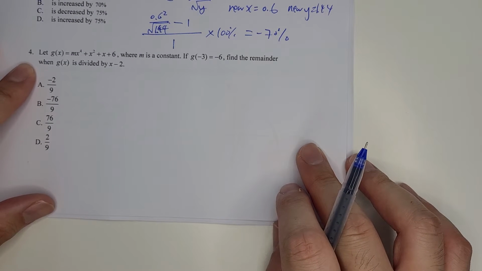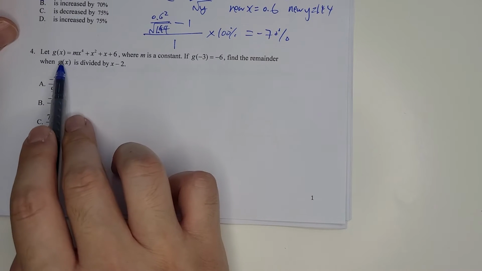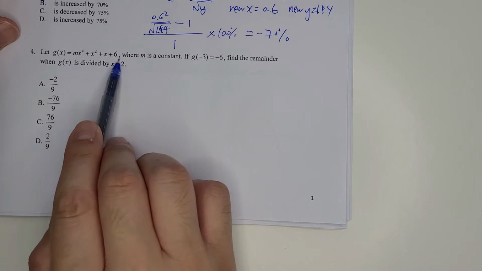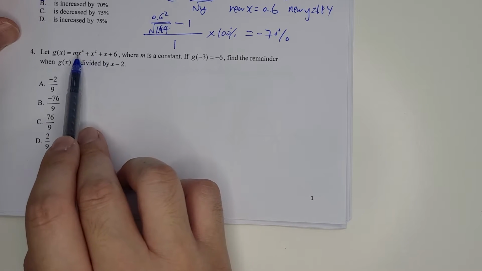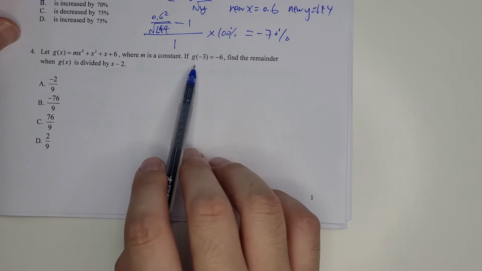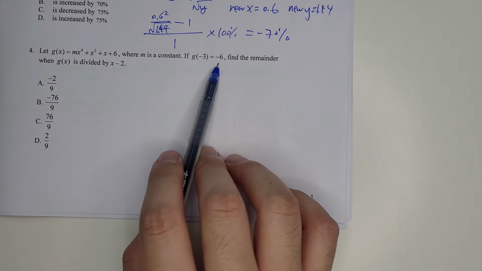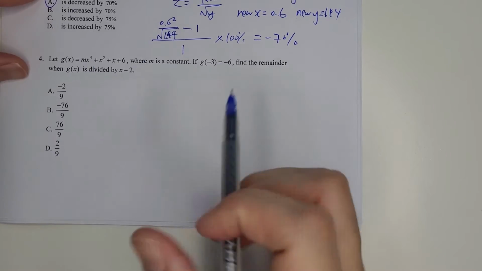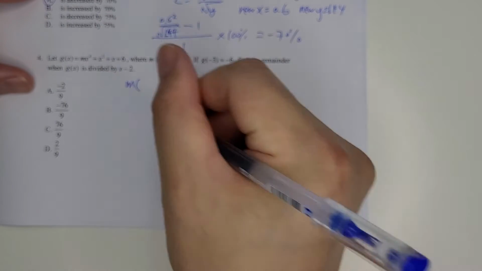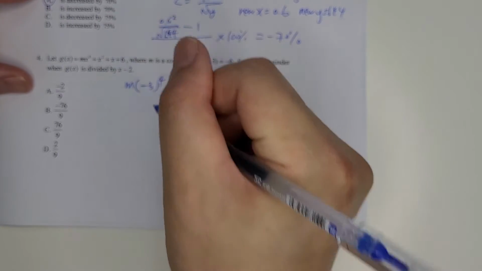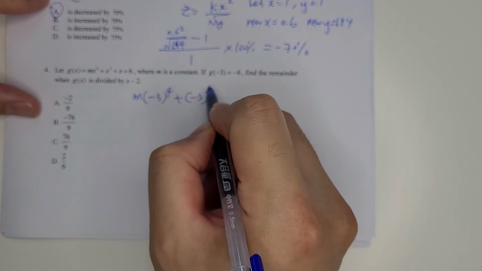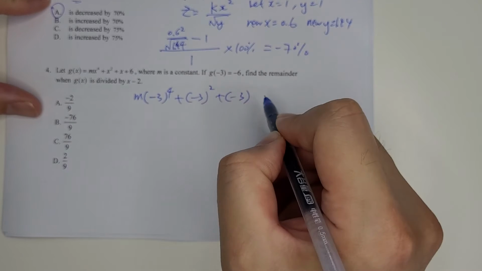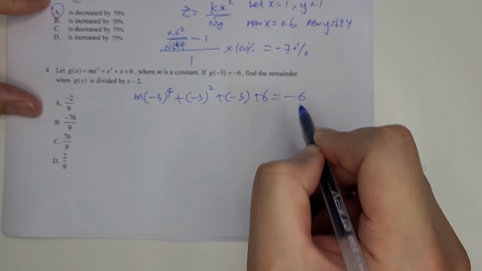And go to question number 4. Let g(x) be this one. You can see there's a power 4. Okay, there's a polynomial with m is a constant. g(negative 3) is negative 6. So you can see that we can find m directly. That is m bracket negative 3 to the power 4 plus negative 3 bracket square plus negative 3 plus 6 equal to negative 6.